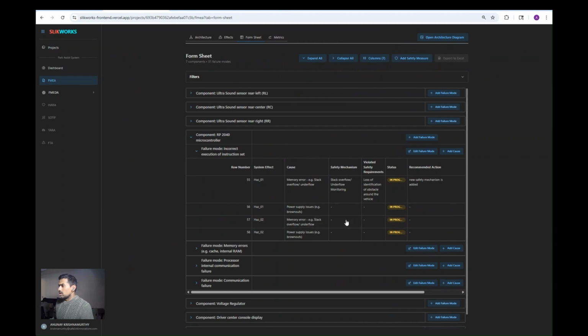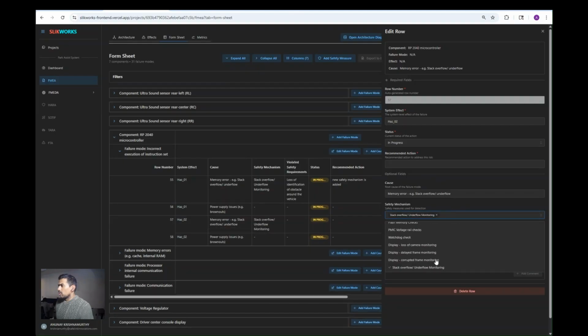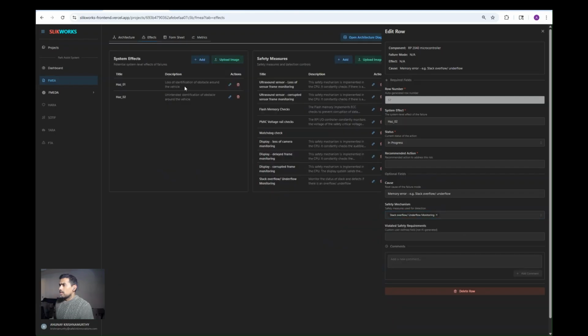We could do the same thing here and we say safety mechanism is stack overflow, underflow monitoring, and the violated requirement is, and the recommended action is new safety mechanism is added.